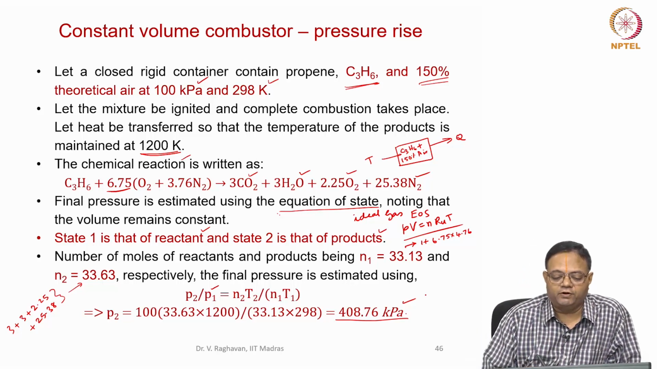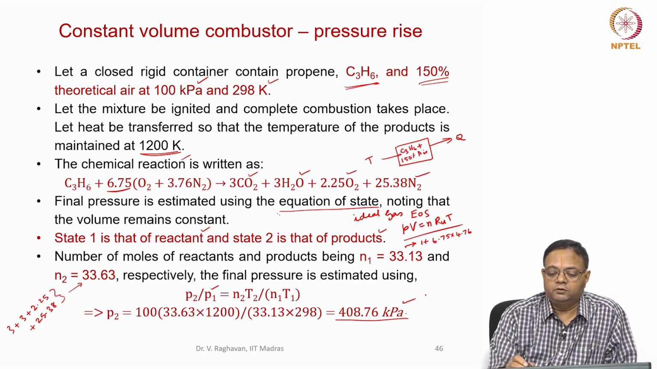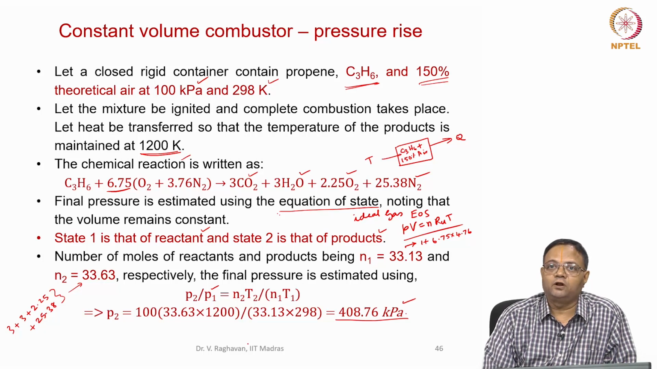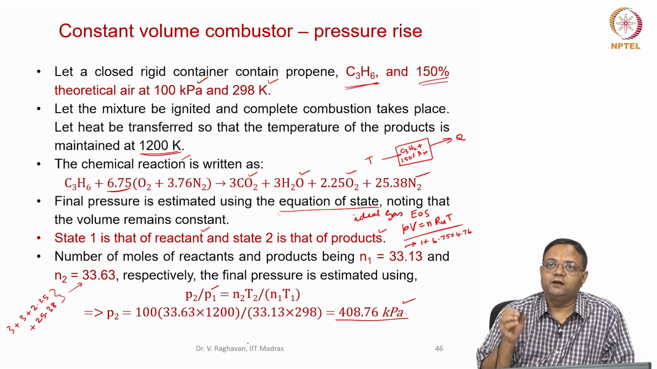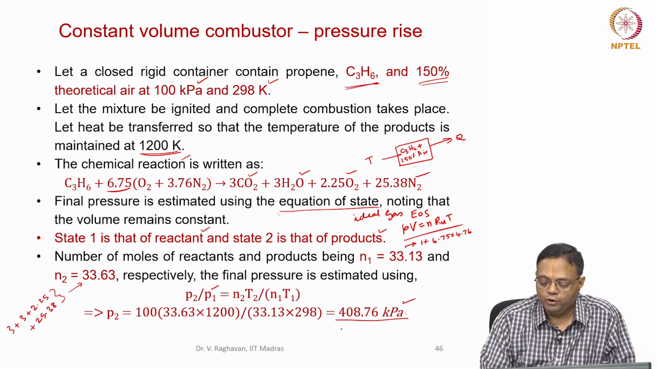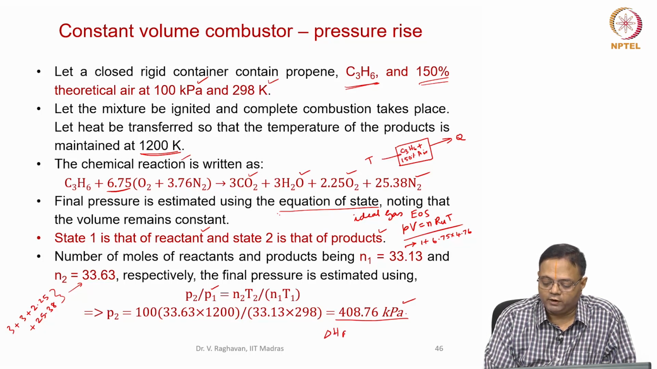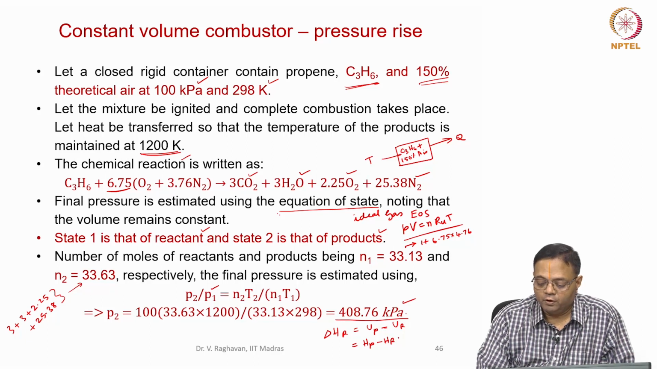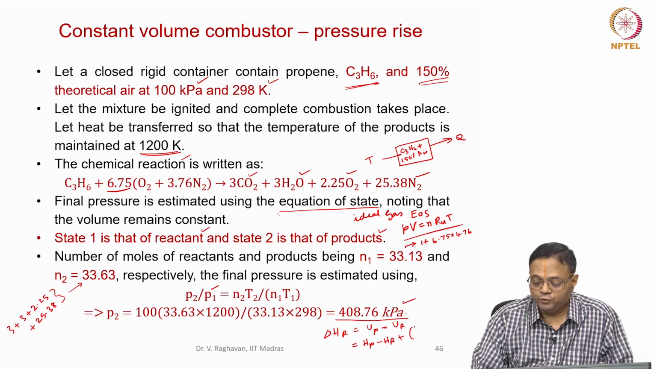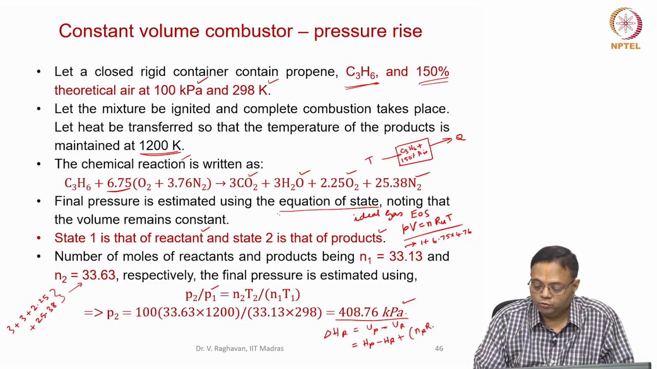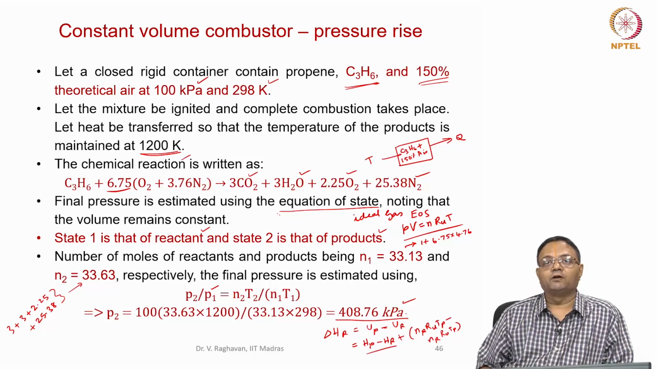Now, we can calculate the heat of reaction also from this. What is that? Enthalpy of the products minus the enthalpy of the reactants, and you have to use the equation of state. It is actually U_P minus U_R. Delta H_R, if you want to calculate, will be U_P minus U_R. That we can write as H_P minus H_R plus N_P R_U T_P minus N_R R_U T_R. So this is the way you calculate the delta H_R for this.